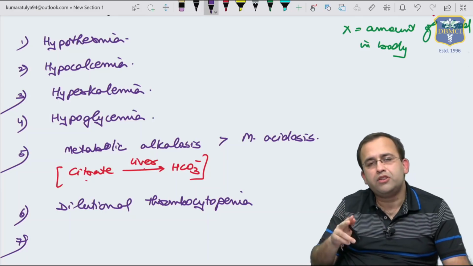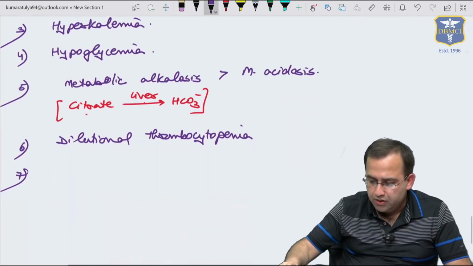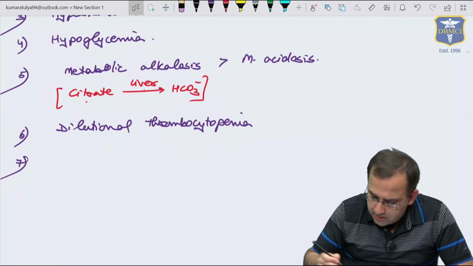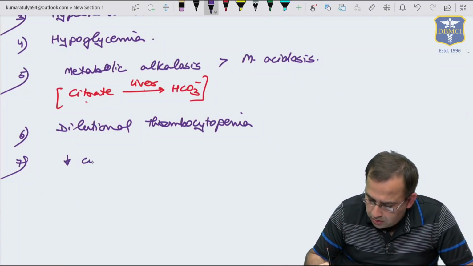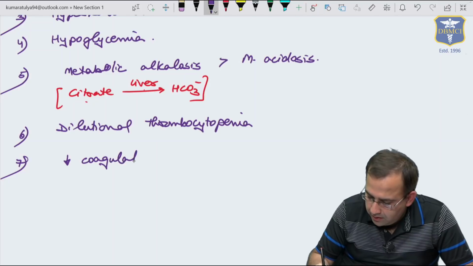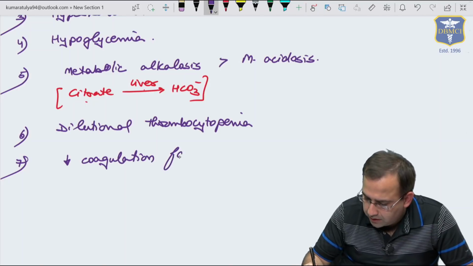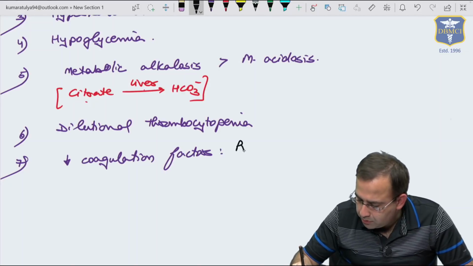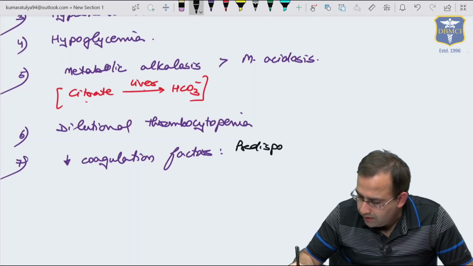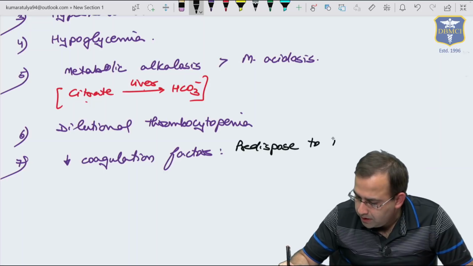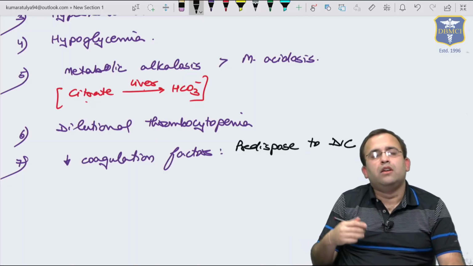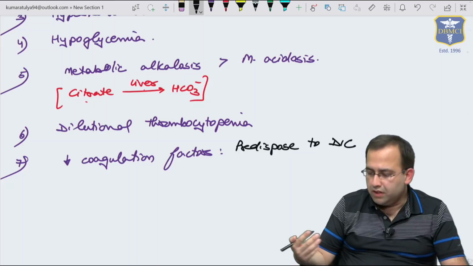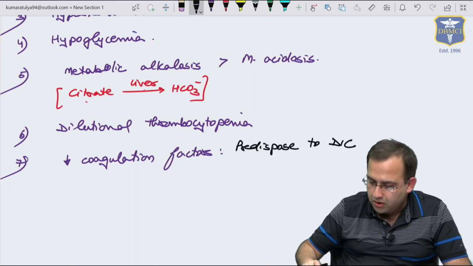Next, coagulation factors have a half-life. So in stored blood, the coagulation factors reduce. Reduced coagulation factors, in turn, predispose to DIC. These are the complications with massive blood transfusion.